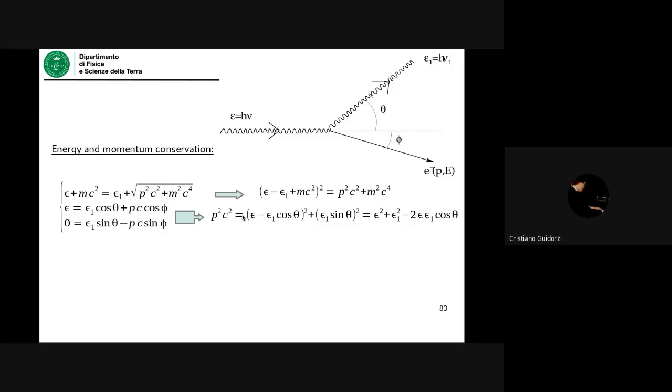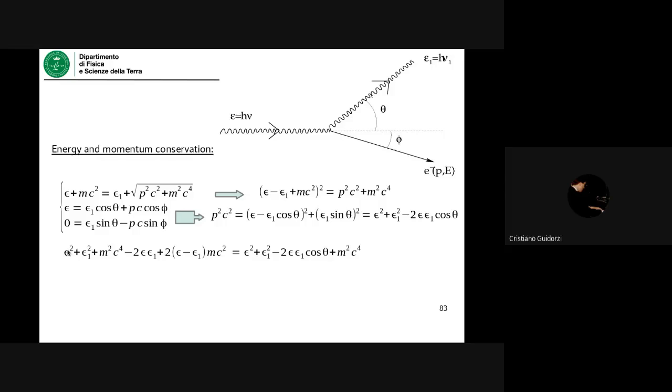Now, if you replace this p squared c squared into this equation here, by just writing explicitly the square of this guy here, you have the square of all the three terms plus the two double products. So minus 2 epsilon 1, these two guys here, and then this guy here and this guy here, as this one here, equal what? Well, instead of p squared c squared, you just replace this guy here, which is exactly this guy here that I put you, plus mc squared all squared.